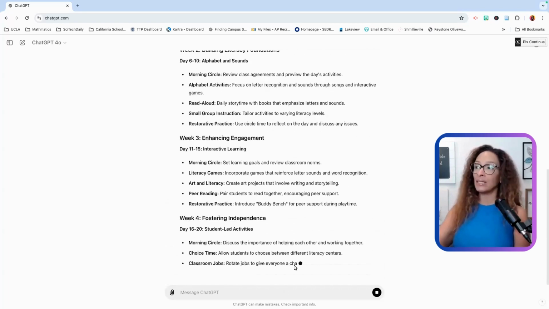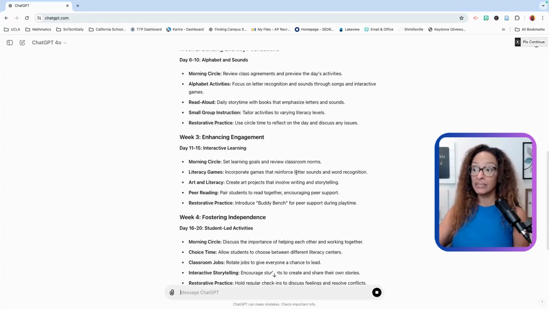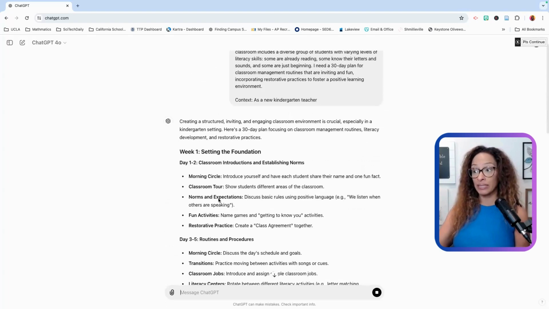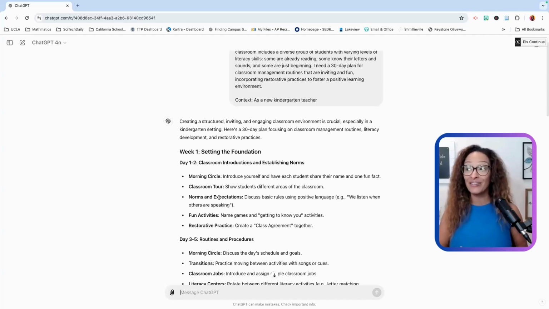What I like about this is it's breaking it up in weeks and giving you the days in the weeks instead of like 30 things. And it's ideas: morning circles, classroom tour, norms and expectations, fun activities, restorative practice, create a classroom agreement together. Yes, you can do that in kindergarten.